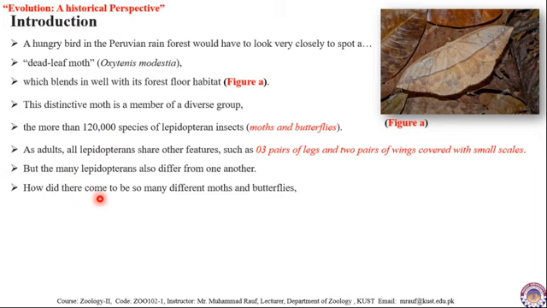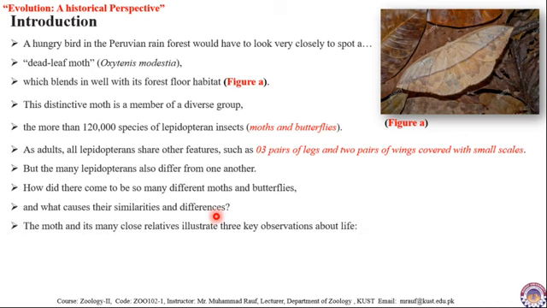How did there come to be so many different moths and butterflies? What is the reason for such a rich diversity in this group? Why do so many diverse forms exist in this group and elsewhere in the animal or plant kingdom? And what causes their similarities and differences? Why do some organisms tend to be similar to each other, whereas others show differences? What are the bases for these similarities and differences between organisms?